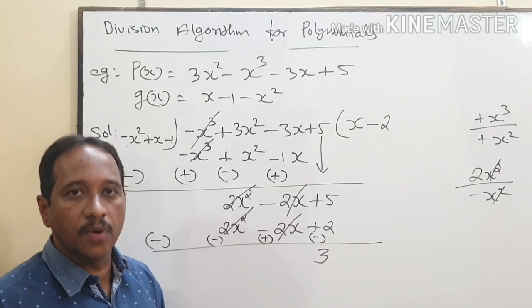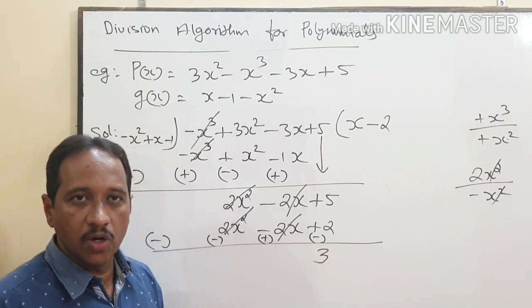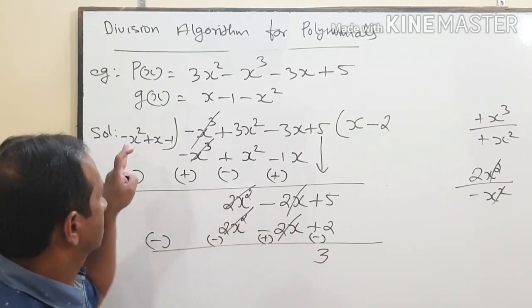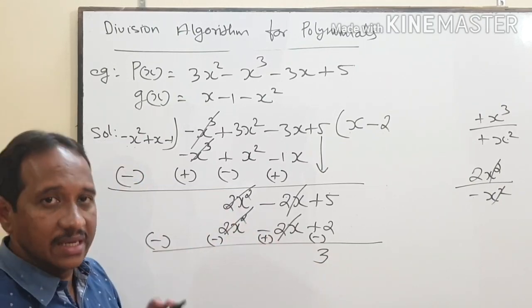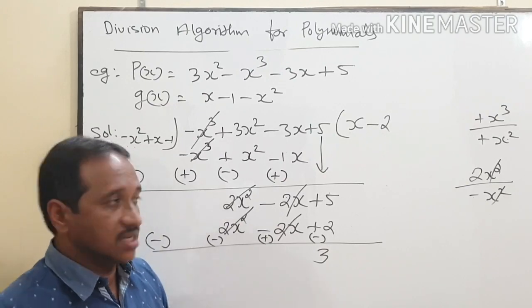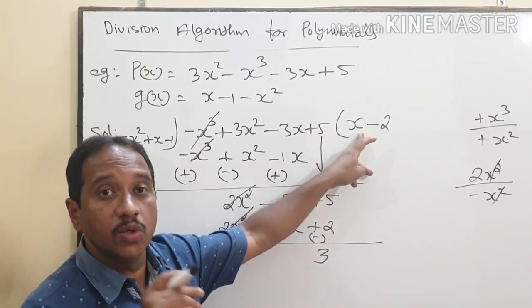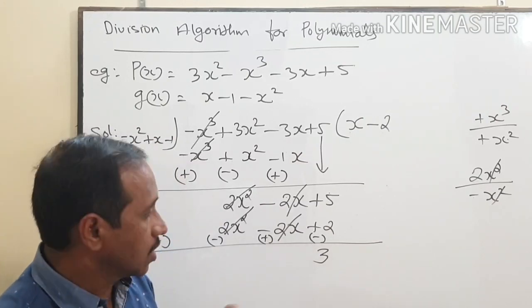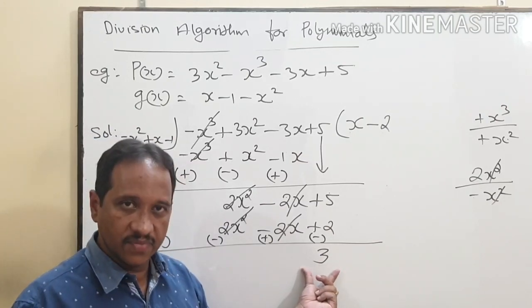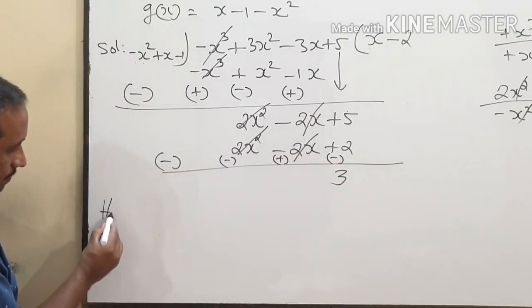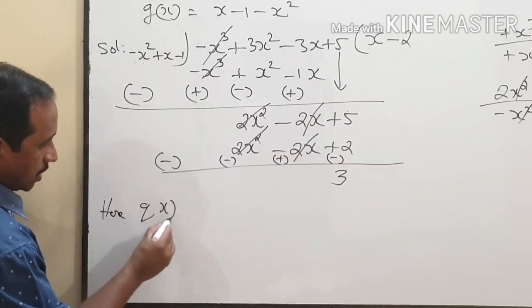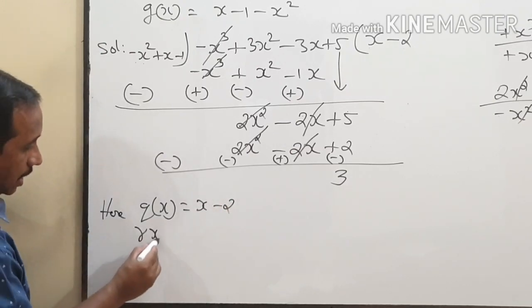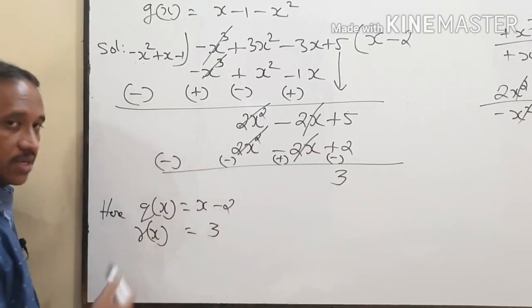Because this is a constant polynomial, the degree of the constant polynomial is 0. You cannot divide a constant polynomial by a quadratic polynomial. So here the division ends with a quotient polynomial, that is q of x is equal to x minus 2, and the remainder r of x is equal to 3. Here q of x is equal to x minus 2 and r of x is equal to 3.